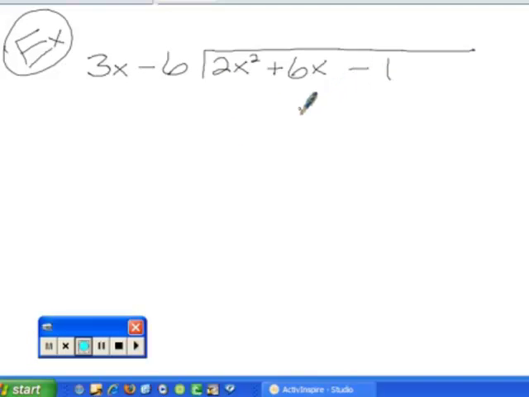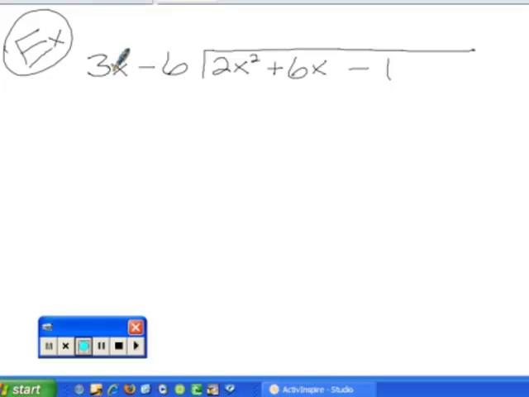Okay, I want to divide by something different now. I'm going to divide 2x squared plus 6x minus 1, and I'm dividing that by 3x minus 6. And this is the first time when we haven't had a 1 in our coefficient here. So what do you do in that situation?